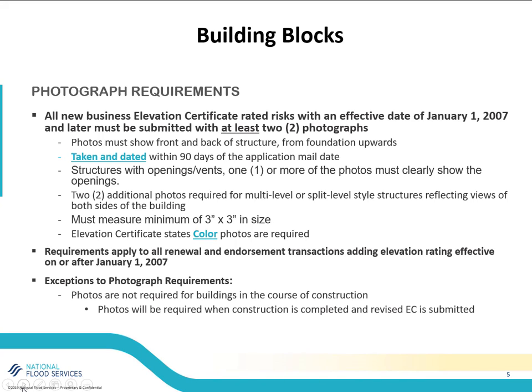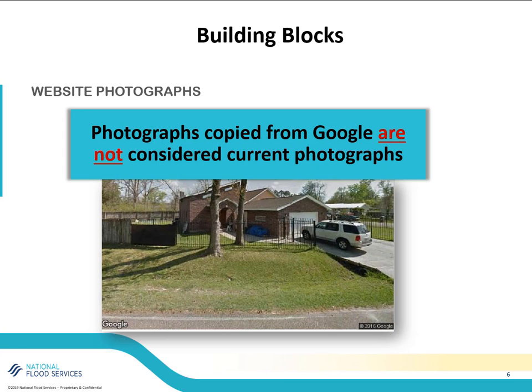The smallest size of acceptable photographs is 3 by 3. Color photographs are also required. Photographs must be dated within 90 days of the application mail date. Photographs that are taken from website photos such as Google are not acceptable and cannot be considered. The date the photographs were taken and put online is usually not available, so the National Flood Insurance Program will not accept these types of photographs as proper documentation.